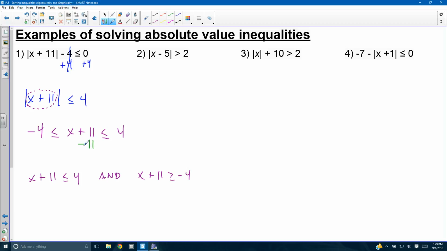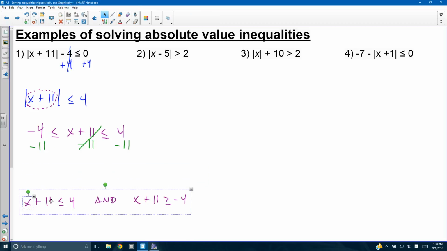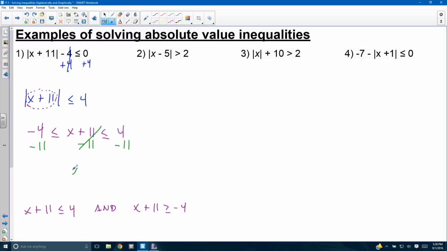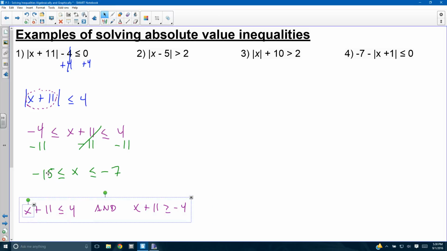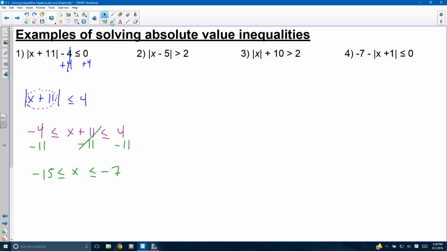When I subtract 11 from here, I also have to subtract 11 from here and from here. And then you are going to be left with a compound inequality that will be your final statement, what x is going to be between. X will be between the numbers, including them, negative 15 and, I can't do subtraction, negative 7, I think. Is that right? Yes, that's right. Okay, so x is between these two, and graphed on a number line would be between the two numbers, negative 15 and negative 7.